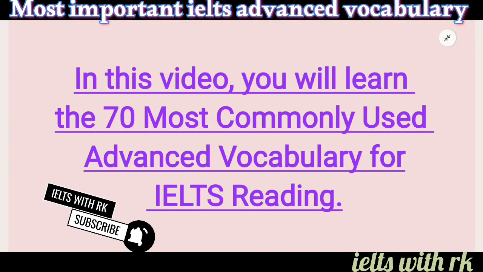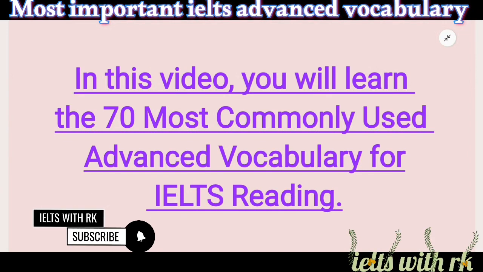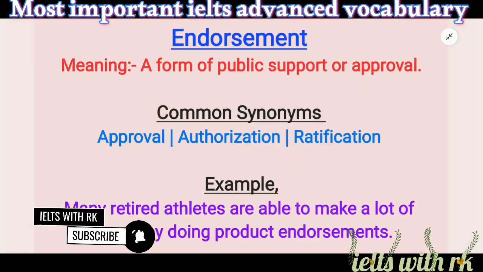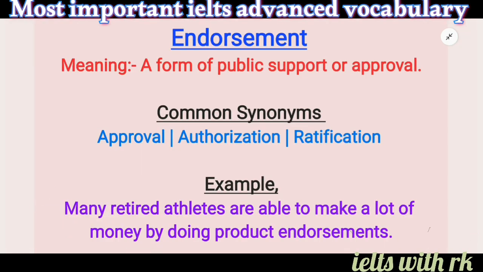In this video, you will learn the 70 most commonly used advanced vocabulary for IELTS reading. Endorsement. A form of public support or approval. Approval. Authorization. Ratification. Many retired athletes are able to make a lot of money by doing product endorsements.